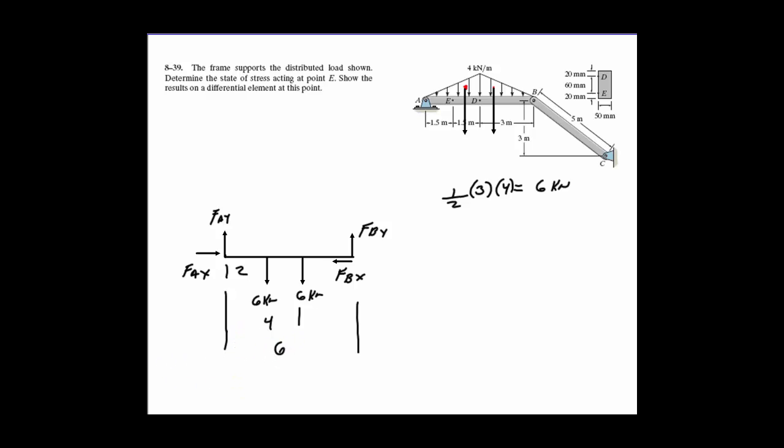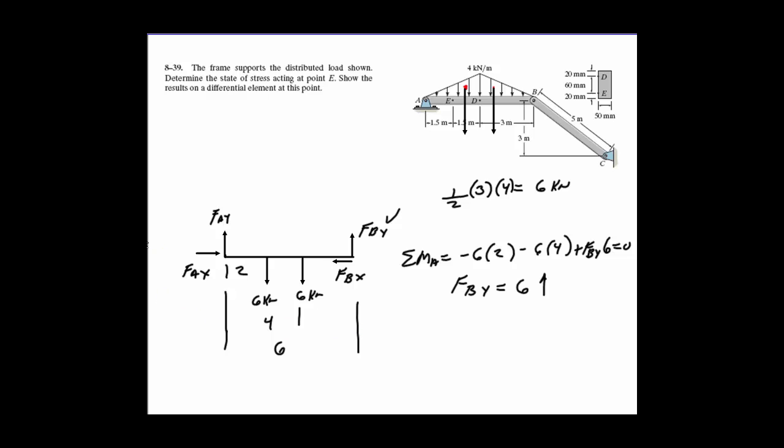Okay, now all you have to do at this point is take a moment around A and set that equal to 0, and we can find out what this guy is. So when I do that, I did -6 times a distance of 2, -6 times the distance of 4, plus FBY times 6 is equal to 0. We'll solve that moment and you'll get very quickly FBY is equal to 6, and that's going up.